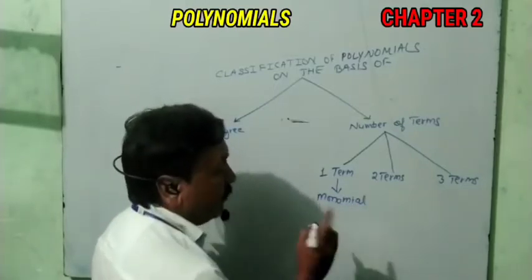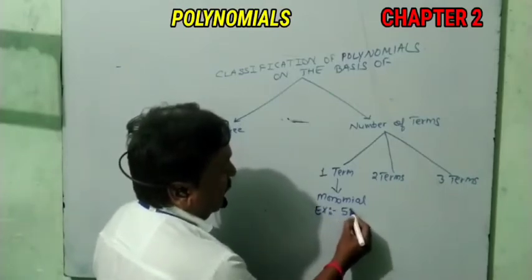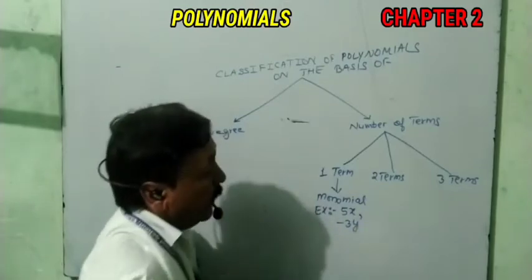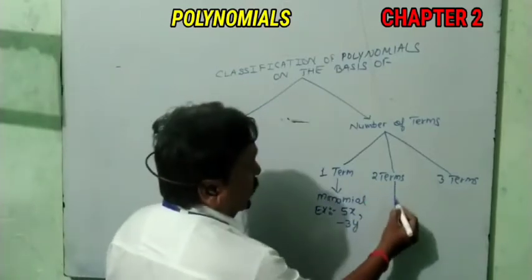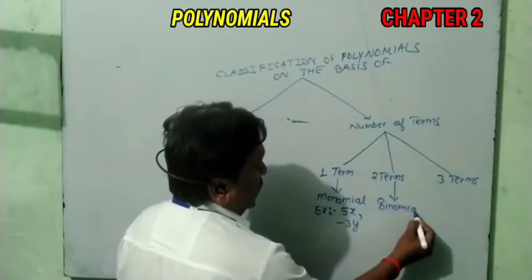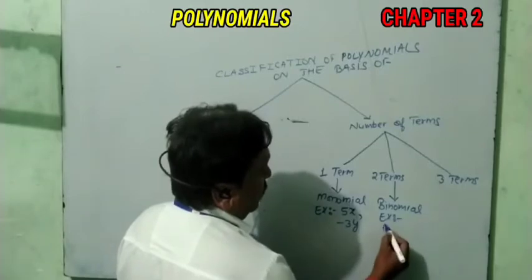Monomial means having one term. Example, we can say 5x, or we can say minus 3y. Two terms, they are called binomial. We can take example of two terms.